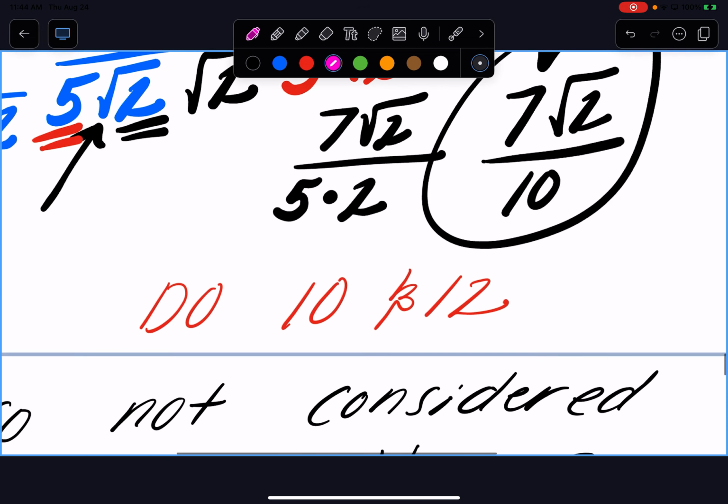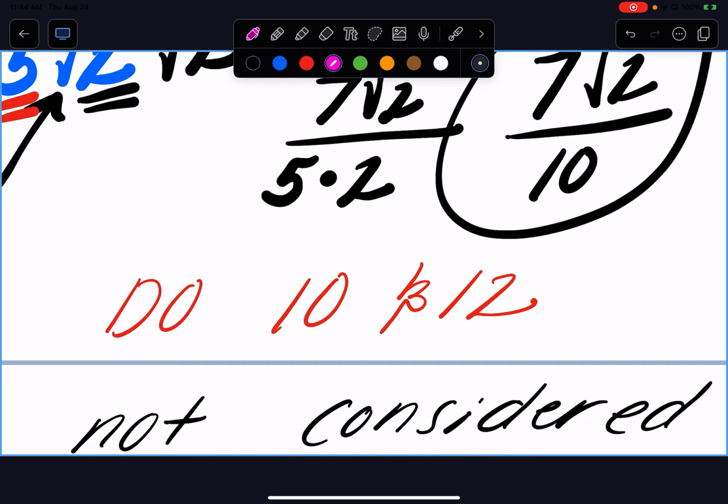Okay, ready, go. Do 10 and 12. Oh my goodness.